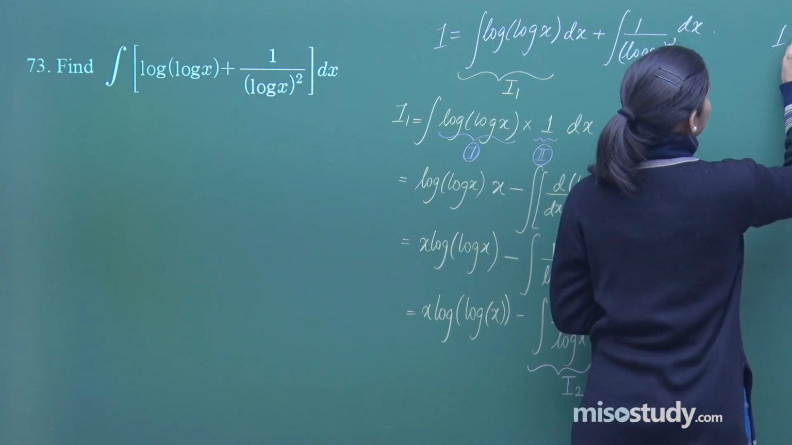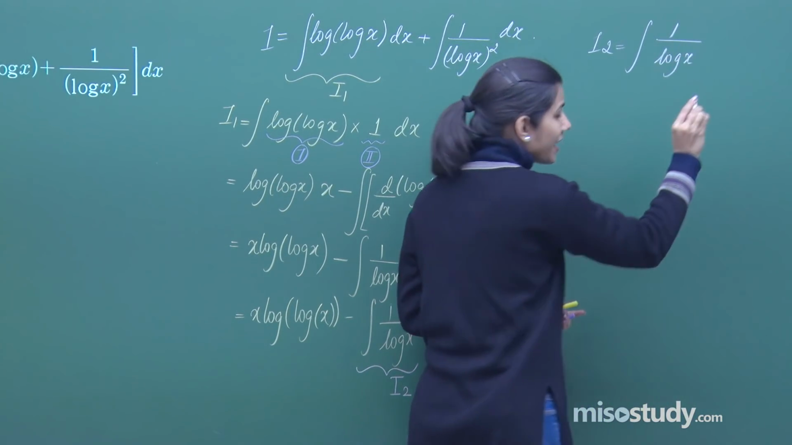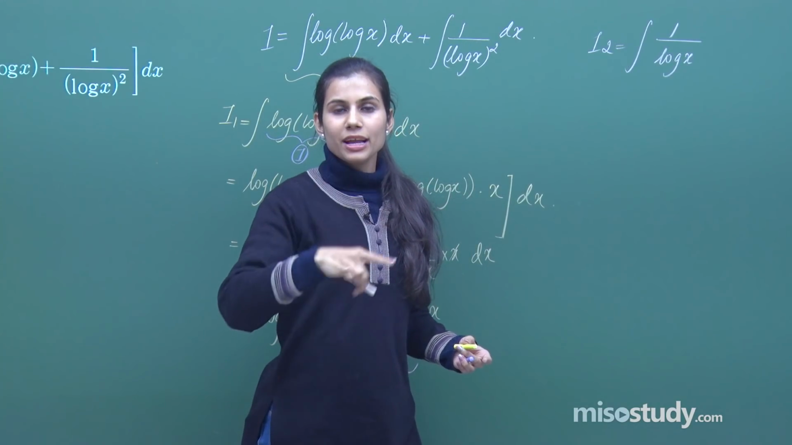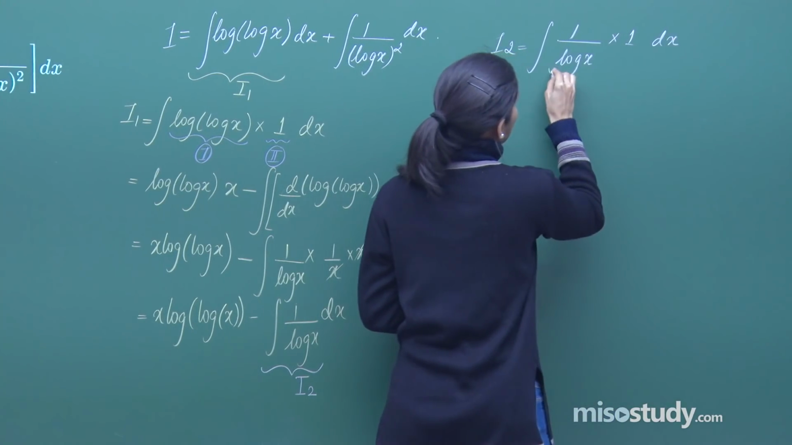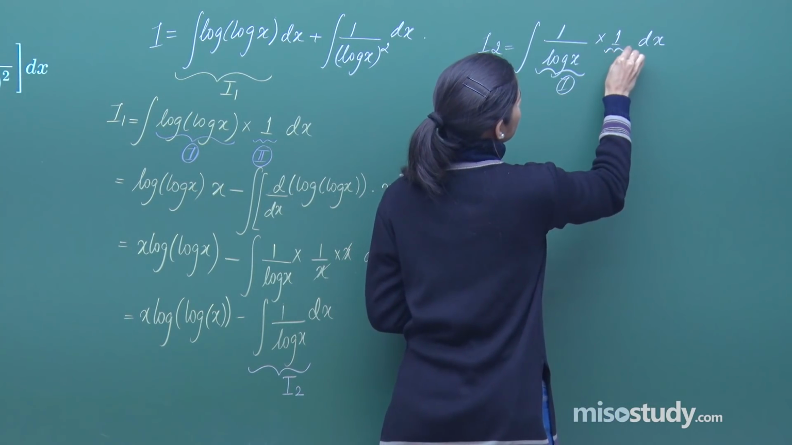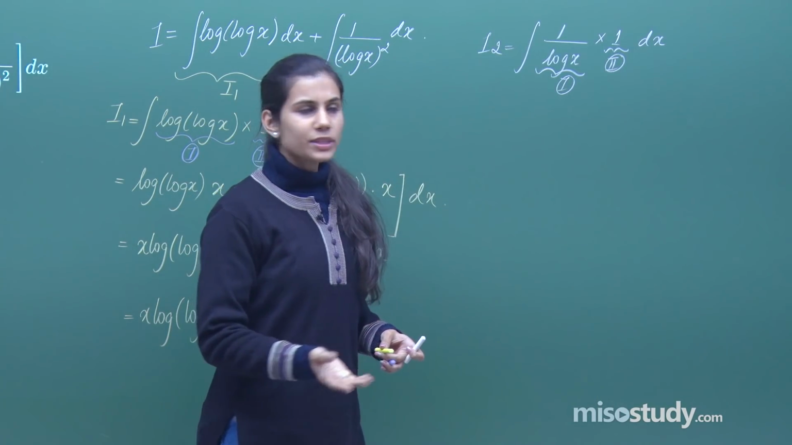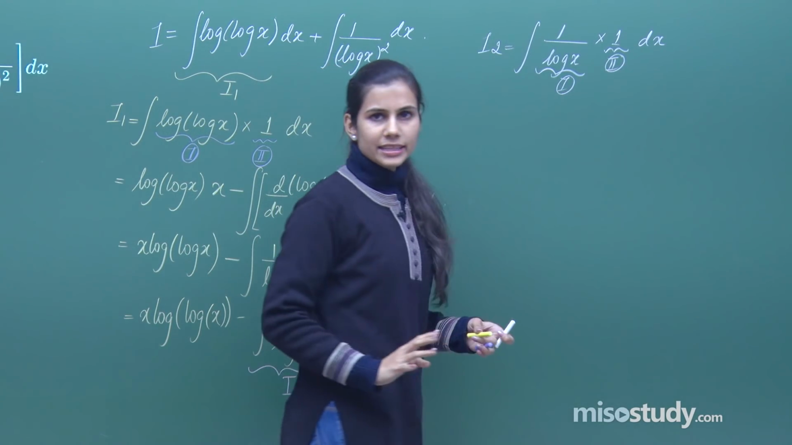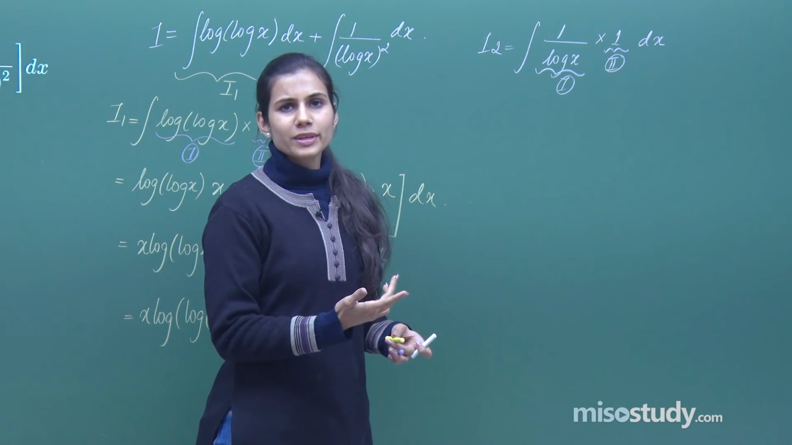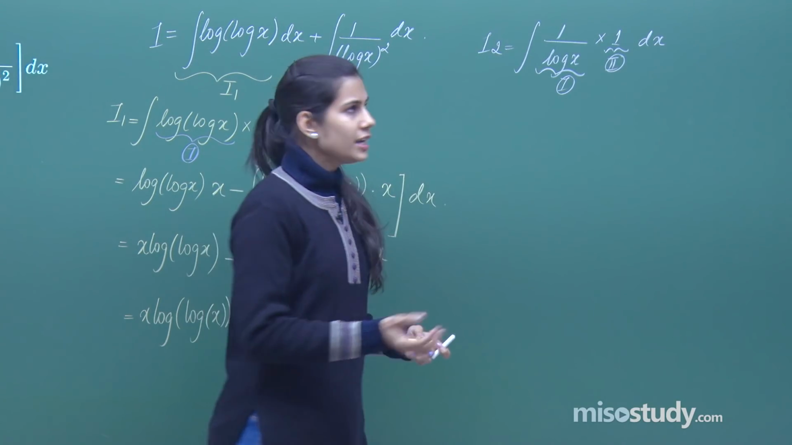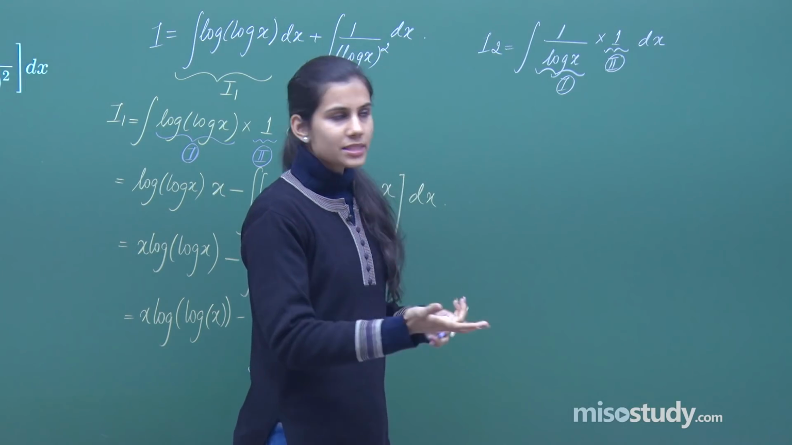So I2 is integration of 1 by log x. Again, this is one single function, 1 by log of x. So I write it as this into 1 dx. This is now playing the role of my first function. This is an algebraic function, x to the power 0. By ILATE, log comes first, algebra comes second. Why is 1 algebraic? Because 1 can be written as x to the power 0. So this is logarithmic, this is algebraic. So by ILATE, L comes first, A comes second.